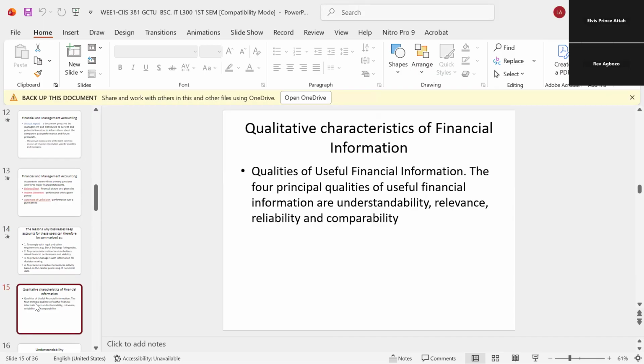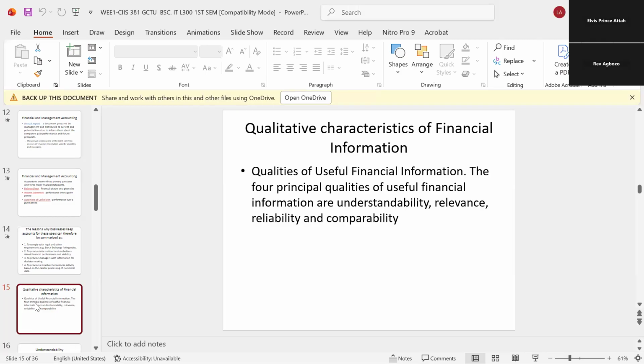The quality of useful financial information. Now, financial information must be timely. It should be prepared on time so that it could be used within the time it is needed. It should be relevant to the business of the organization. And it should be understandable. When people look at it, they should understand it.